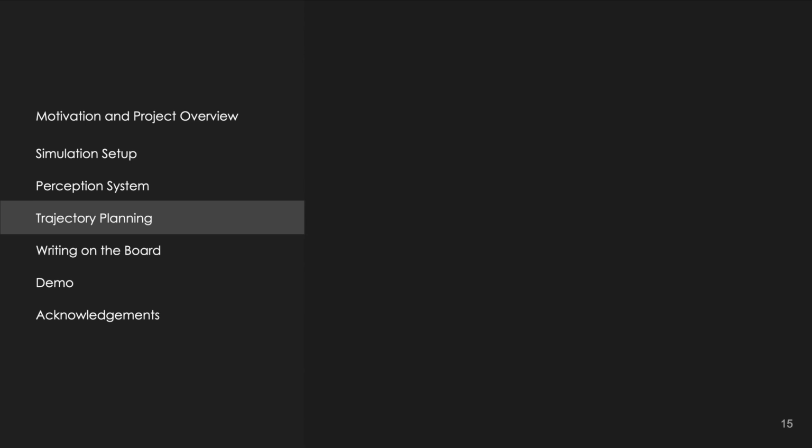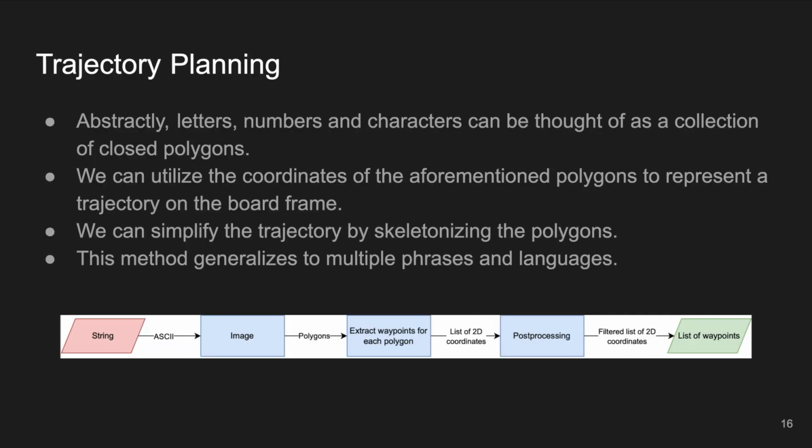Next, we will explain the details of the trajectory planning system. We want to develop a versatile system for trajectory planning capable of writing in multiple languages, phrases, fonts, and sizes. Abstractly, letters, numbers, and characters can be thought of as a collection of closed polygons. We can utilize the coordinates of the aforementioned polygons to represent trajectory on the board frame. We can simplify the trajectory by skeletonizing the polygon. Indeed, this method generalizes to multiple phrases and languages.